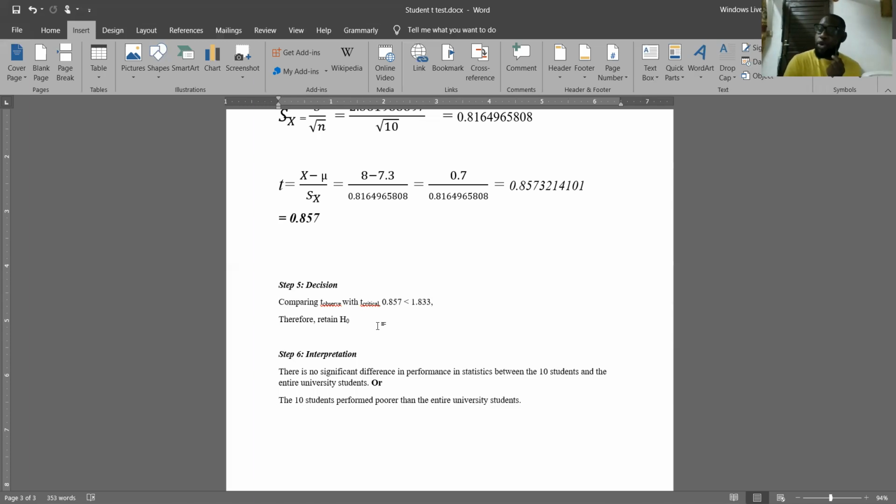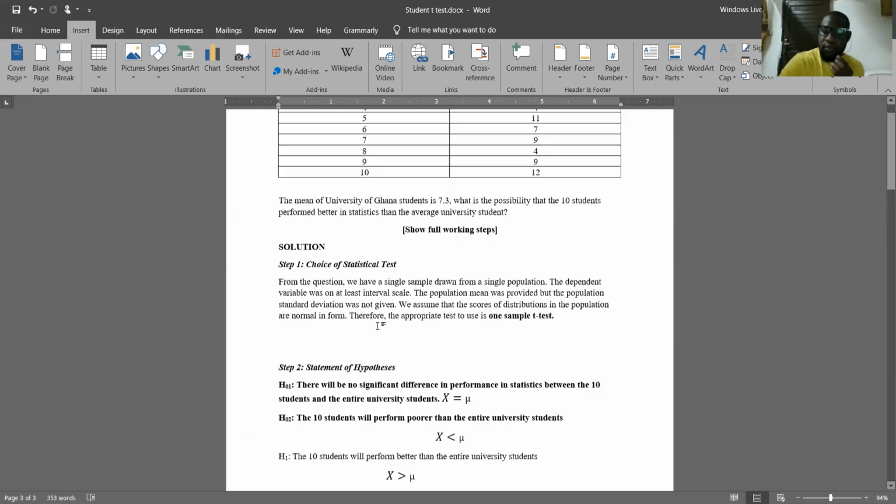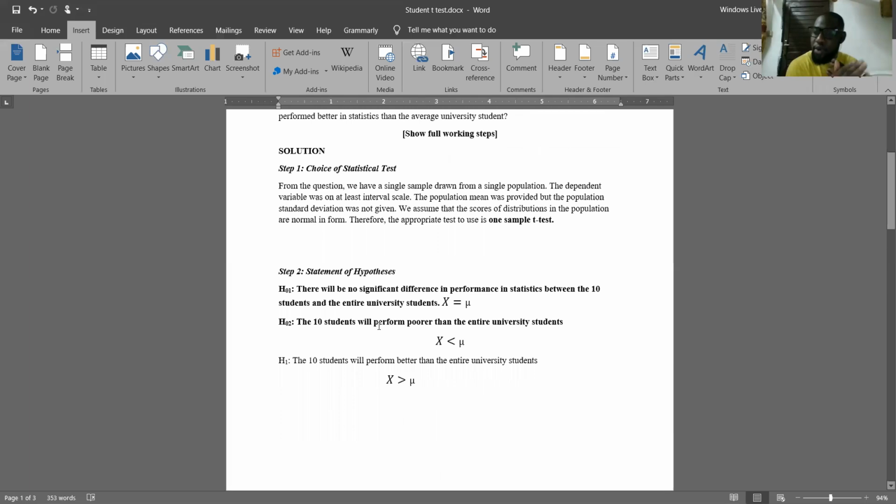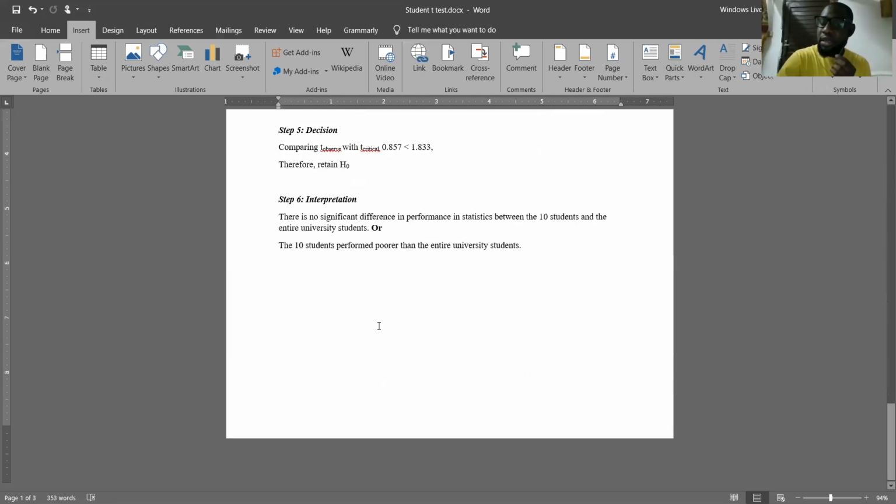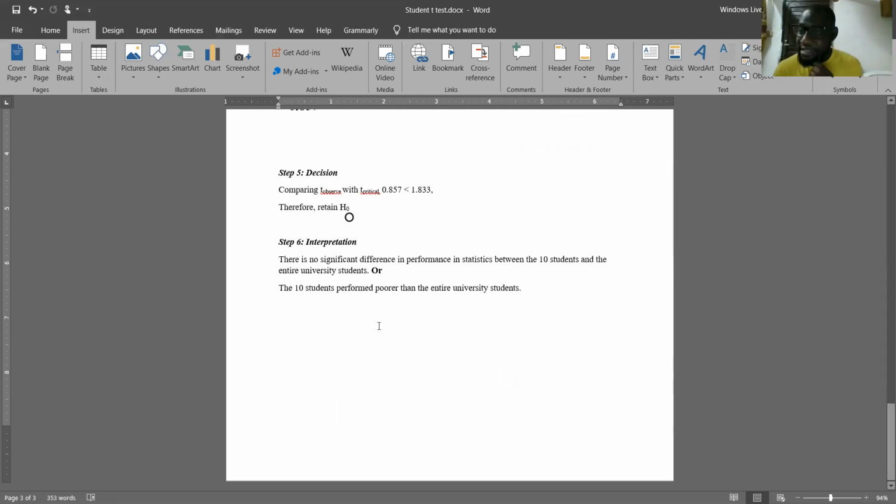So you go back to step 2. What did you state for H0? You could see under step 2, we stated 2 main hypotheses for H0. So you need to state both hypotheses as your interpretation. But this time around, you wouldn't put it in the future tense, but rather in the present tense. And that will be all for this. So these are the basic steps you need to go through whenever you are solving a one sample t-test.